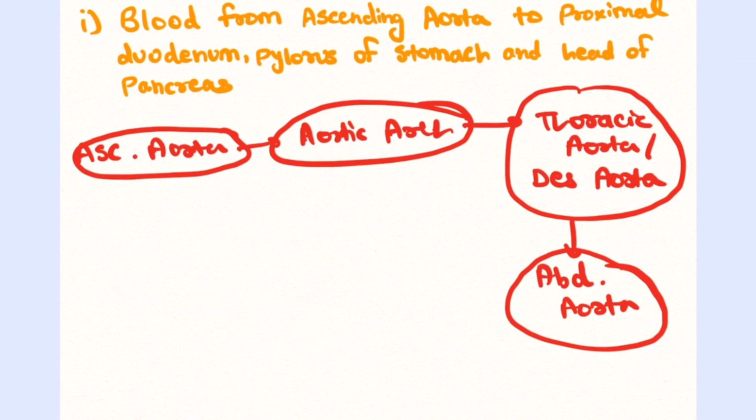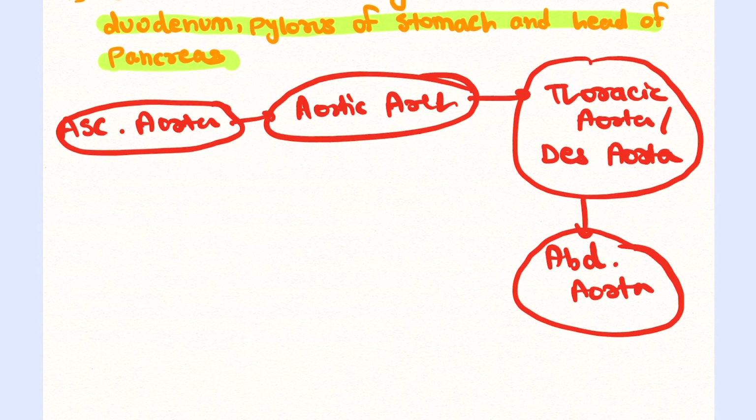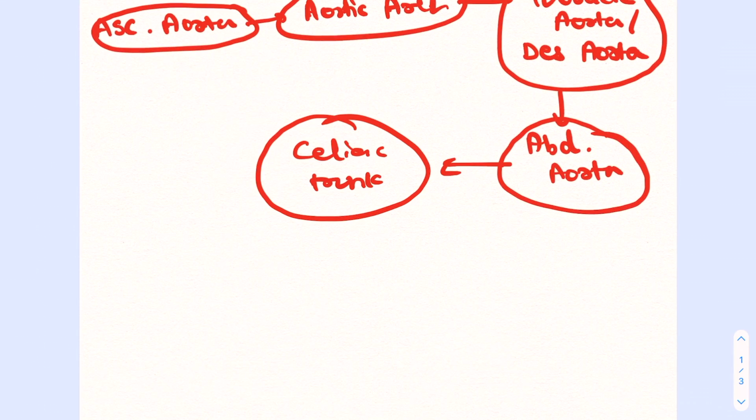Since our focus is on proximal duodenum, pylorus of stomach, and head of pancreas, we have to take the first division, which is celiac trunk. Celiac trunk has 3 divisions. The first division is left gastric artery, which carries blood to the esophagus and other areas around that. The second division is splenic artery, which carries blood to the spleen, and the third division is common hepatic artery. Common hepatic artery, as the name suggests, carries blood to the liver.